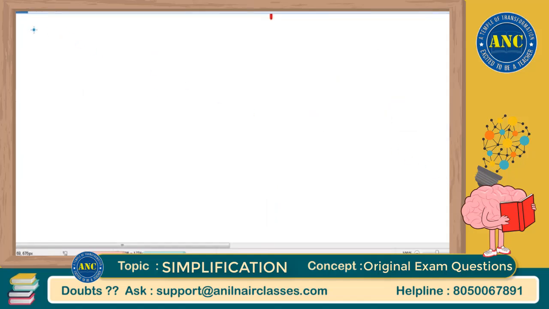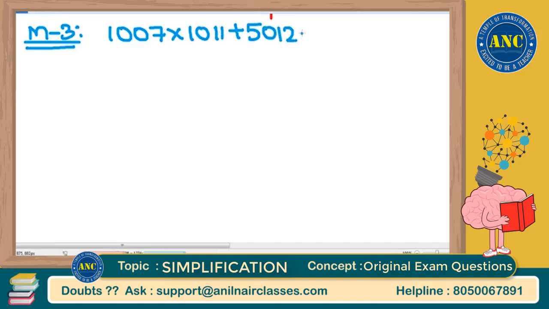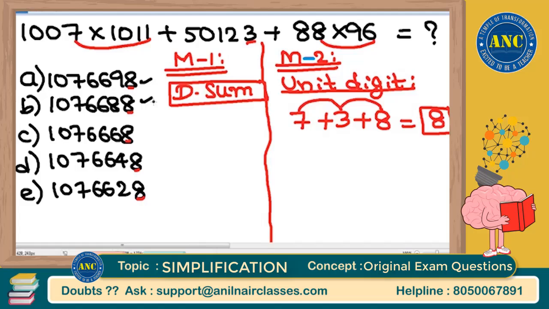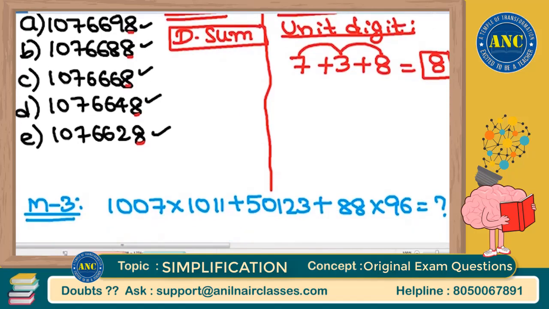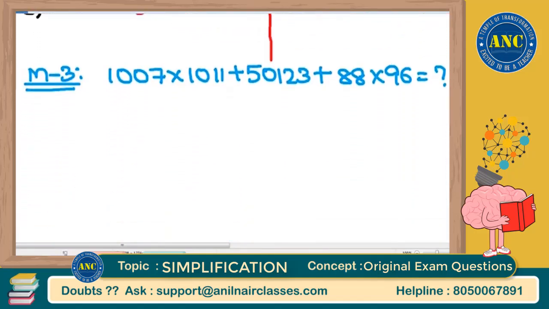Now see here, sir, method 3. Method 3 is what I am discussing. I am writing the question again. 1007 into 1011 plus 50123 plus the next 2 terms are 88 into 96 is equal to question mark. Unit digit is not working out because all these answer options are ending with 8. So I cannot find out which is my correct answer. Instead of finding unit digit, I will use the last 2 digits concept.